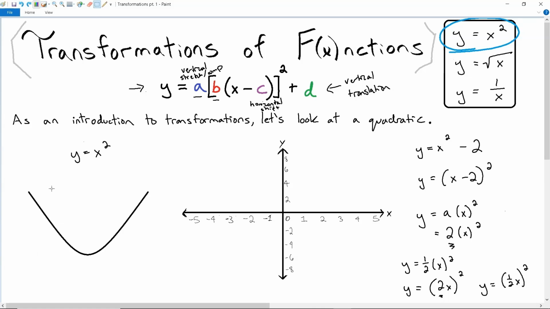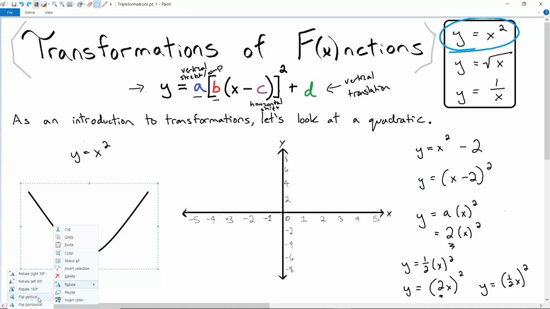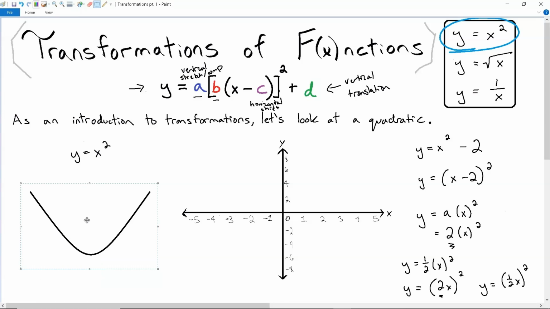And if I were to flip it horizontally, it's not really going to change because quadratics are symmetrical, but technically we could show that as y equals (negative x) squared, where the negative is inside the brackets.